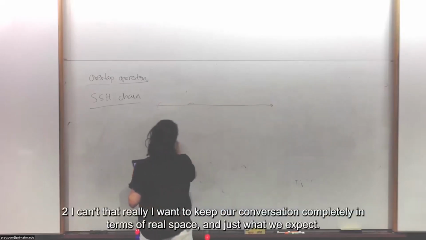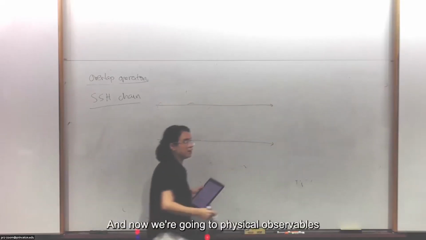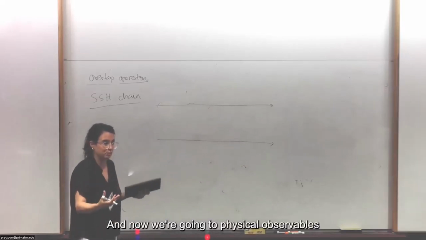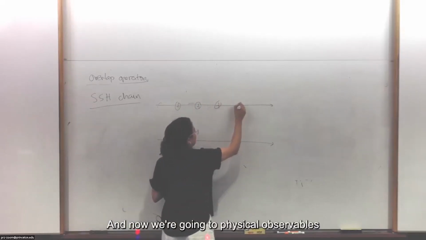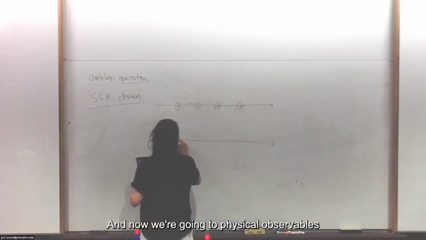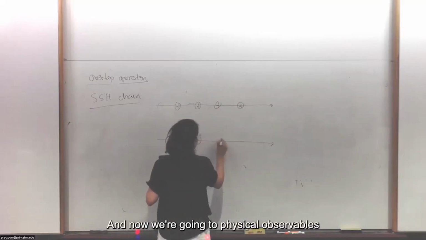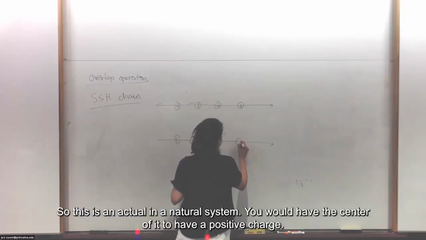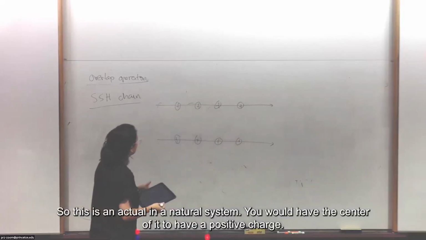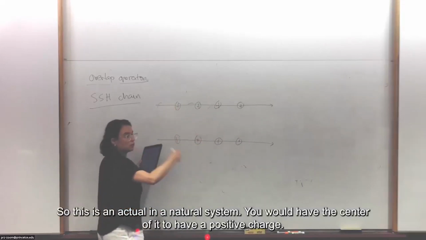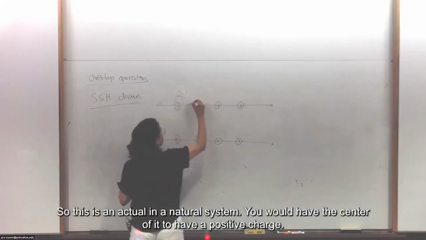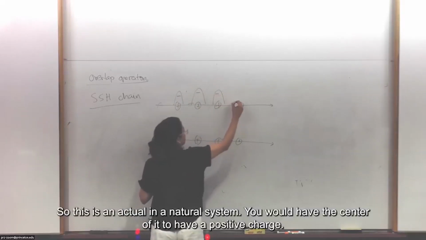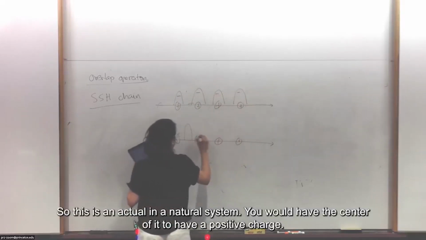So in an actual system, you would have at the center of the unit cell a positive charge. The two different situations, choosing the centers of the unit cell or the edges of the unit cell, would correspond to putting the cloud of the negative charge either on top of the positive charge or in between.